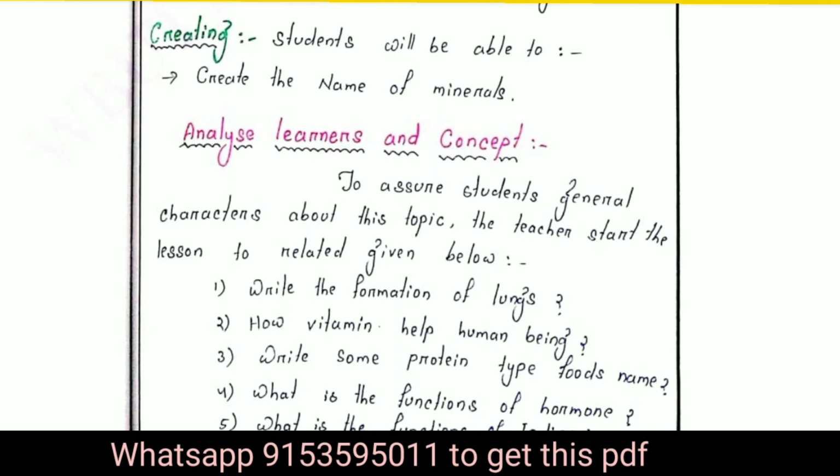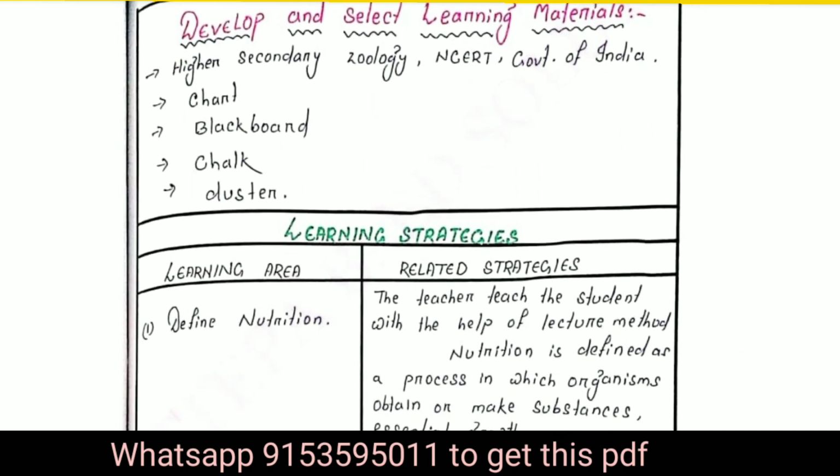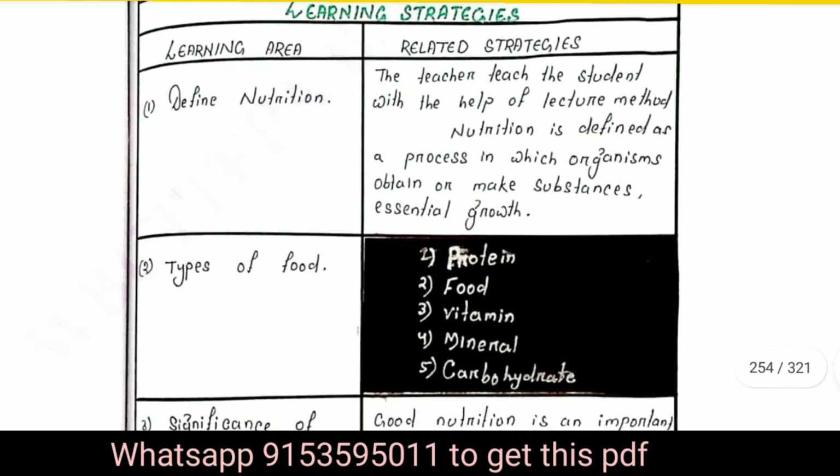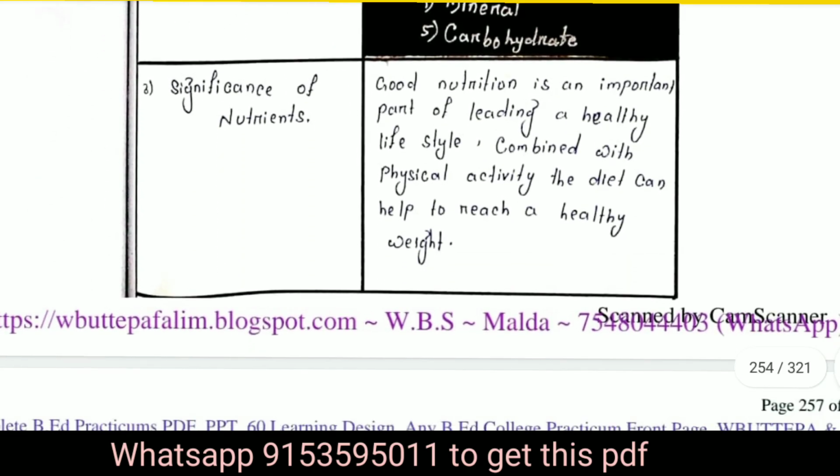Analyze learner and concept. Here some questions are as follows. Developed and select learning materials: higher secondary zoology, chalk, duster, blackboard. Learning strategies are two-part: learning area and related strategies. Type of food: protein food, vitamin, mineral, carbohydrate. Significance of nutrient.